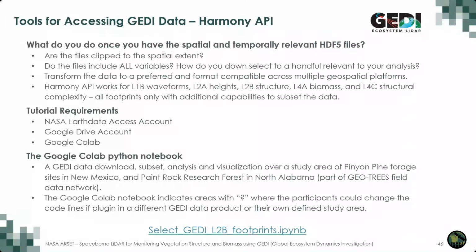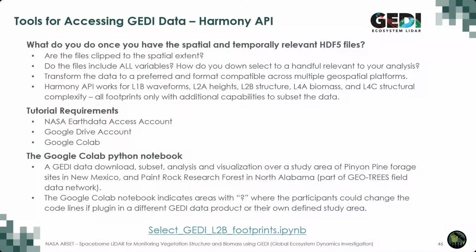When you download the H5 files from Earthdata Access, they're not necessarily clipped directly to your spatial extent. So this solution will help you do that. When you download the file, it also includes all of the variables. That could be hundreds of variables, and most of those you do not need. Maybe you want a handful, about 22 recommended. So how can you down select those from the HDF5 and then transform that data into a preferred format, something that's maybe more compatible across multiple geospatial platforms like a shapefile or a CSV?